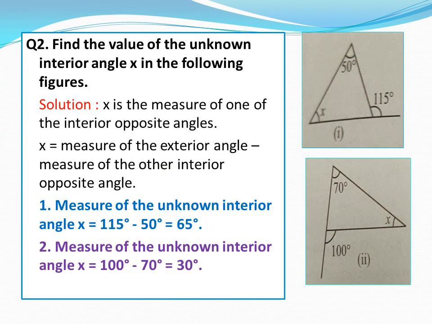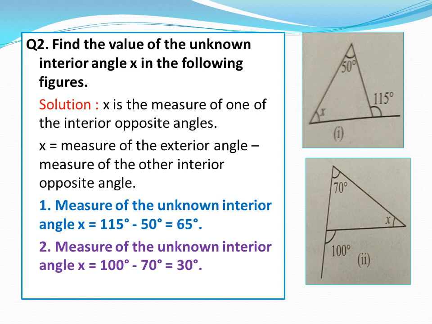Okay, now let's move on to question number 2. Find the value of the unknown interior angle x in the following figures. Children, now don't get confused. Up till now in question number 1, we were finding the value of the exterior angle. But now we have to find the value of the unknown interior angle x. One interior angle is missing, that we have to find.